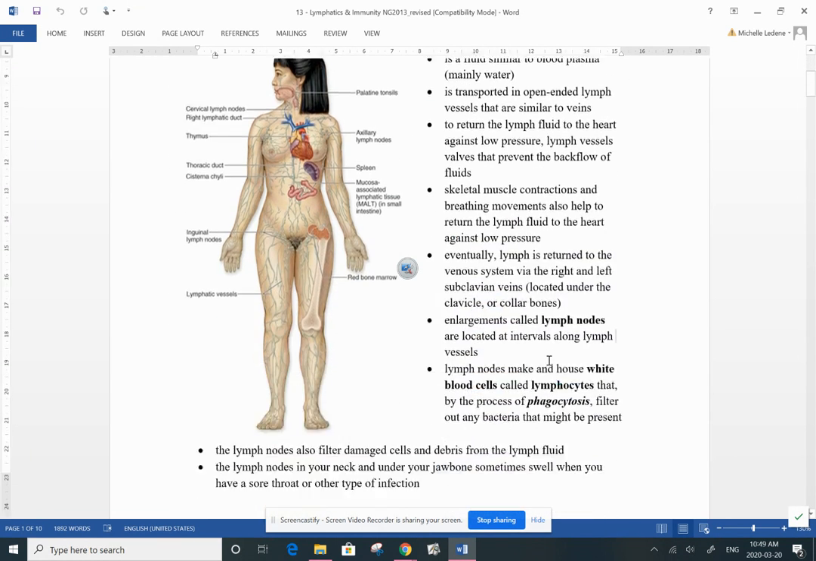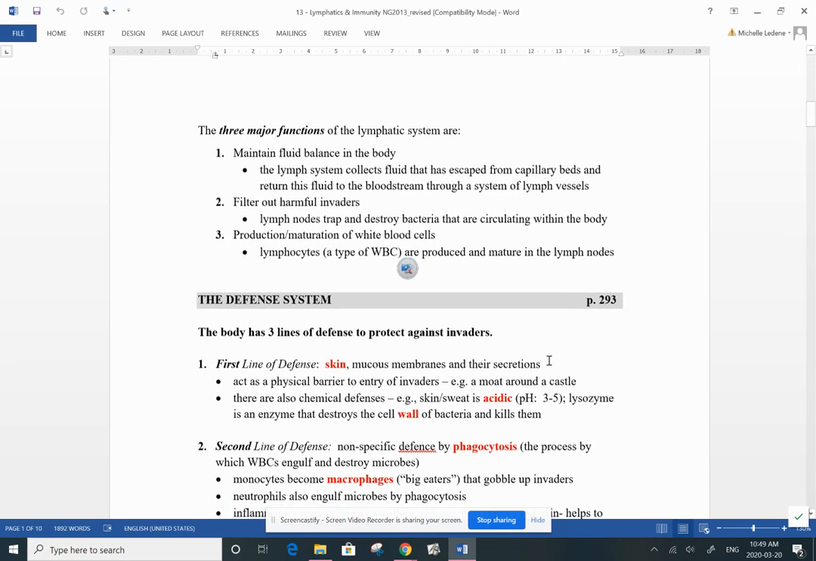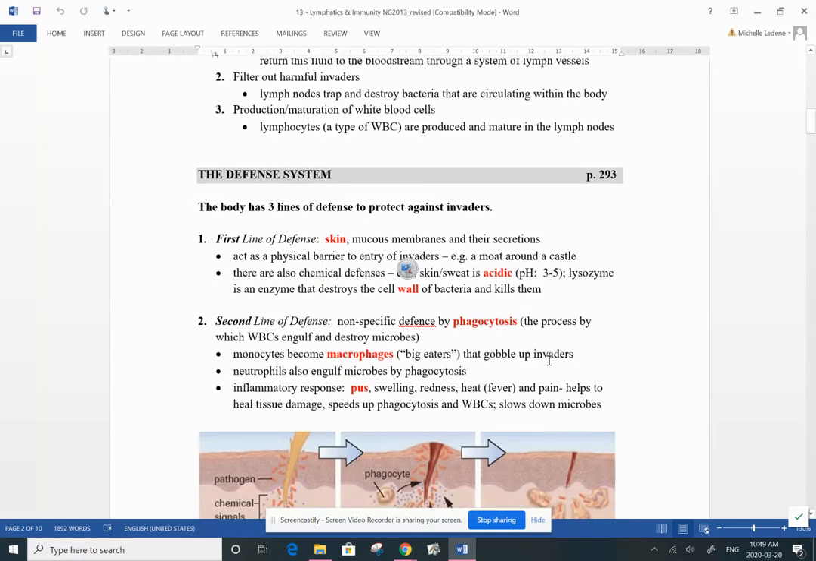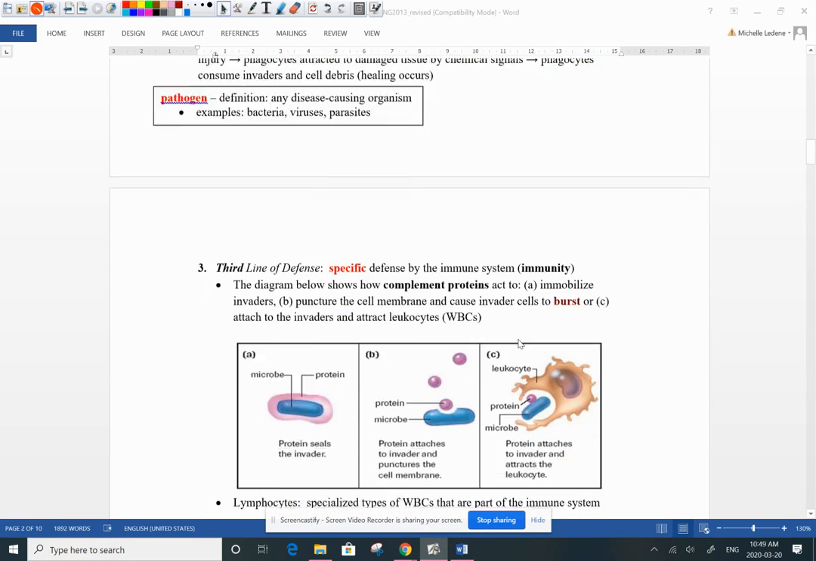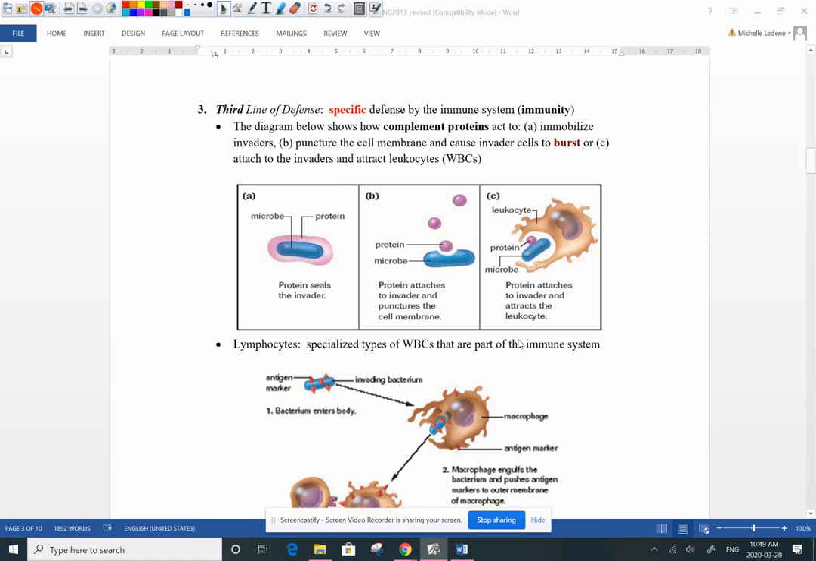Last video was about lymph and major functions of the lymphatic system and our 3 lines of defense. So we talked about the first and the second line. You should have now watched the Your Magic Doctor video. Now we're going to talk about the 3rd line of defense. Now this is specific, and this is our immunity.